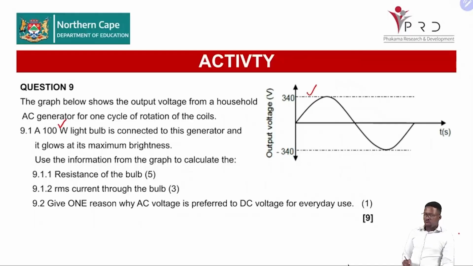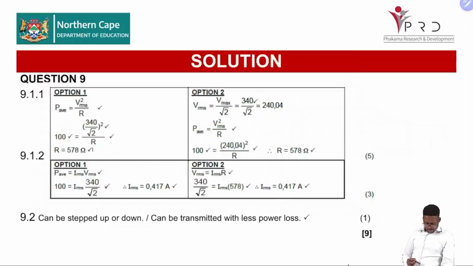Once you have Vmax, you can use the formula VRMS is equal to Vmax over root 2, which is option number 2. Our Vmax from the graph is 340 over root 2. Then we're going to get 240.04 volts. That is our VRMS. Once you have the VRMS and the power, you can choose the formula power average is equal to V squared RMS over R. What is our power? 100 is equal to V squared RMS, 240.04 squared over R. You solve for R and you're going to get 578 ohms.